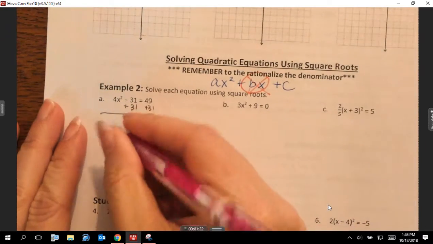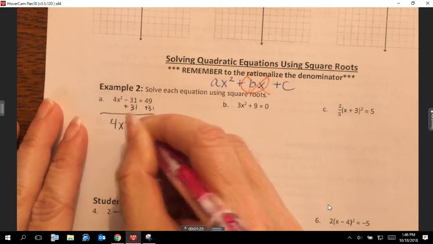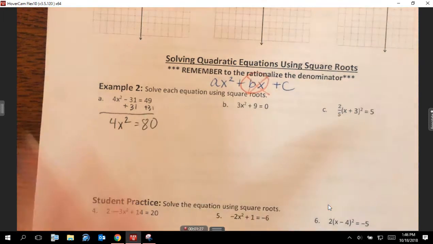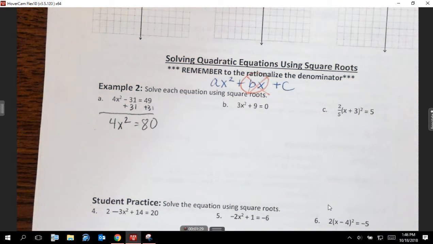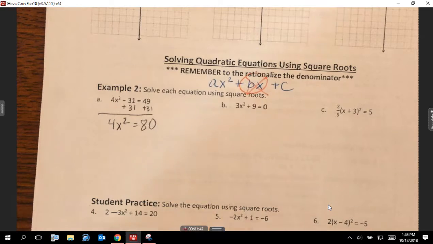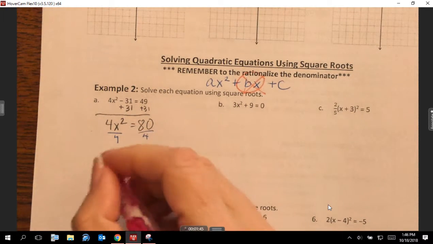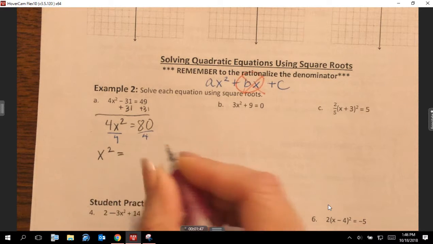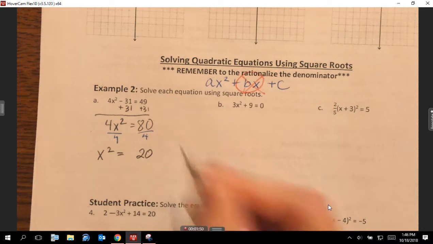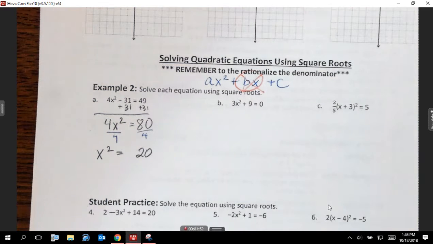All right, so we're going to add 31 to both sides. We're going to get 4x squared equals 80. X is not by itself, so what do we do next? We're going to divide by 4. So we get x squared equals 20, and we are trying to solve for x.